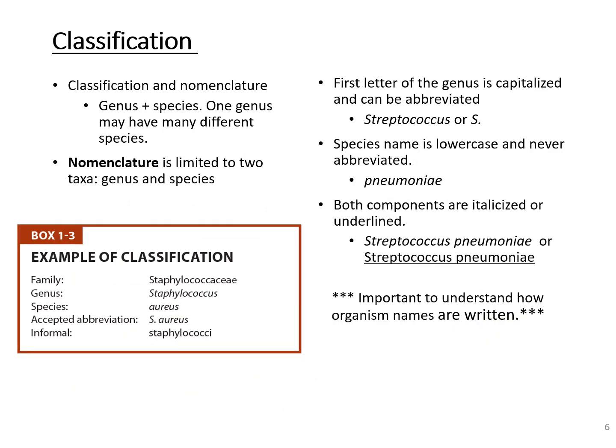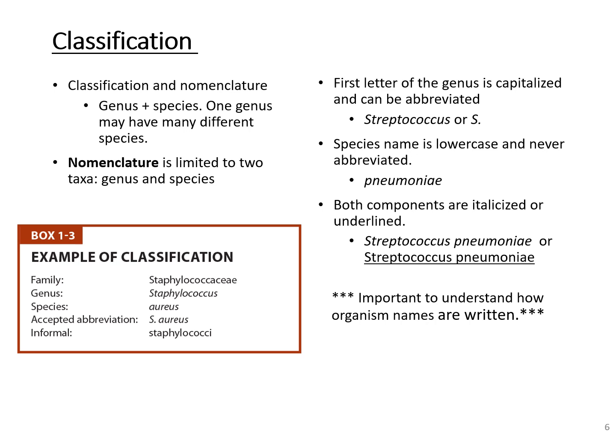With binomial nomenclature, we break the organism down to a simpler form, which is the genus and the species. With this, the first letter of the genus is capitalized, but it can be abbreviated. For example, with Staphylococcus bacteria, you could abbreviate it with just an S period. Species names are in lowercase, and they're never abbreviated. So for instance, pneumoniae would be spelled out either S. pneumoniae or Streptococcus pneumoniae.